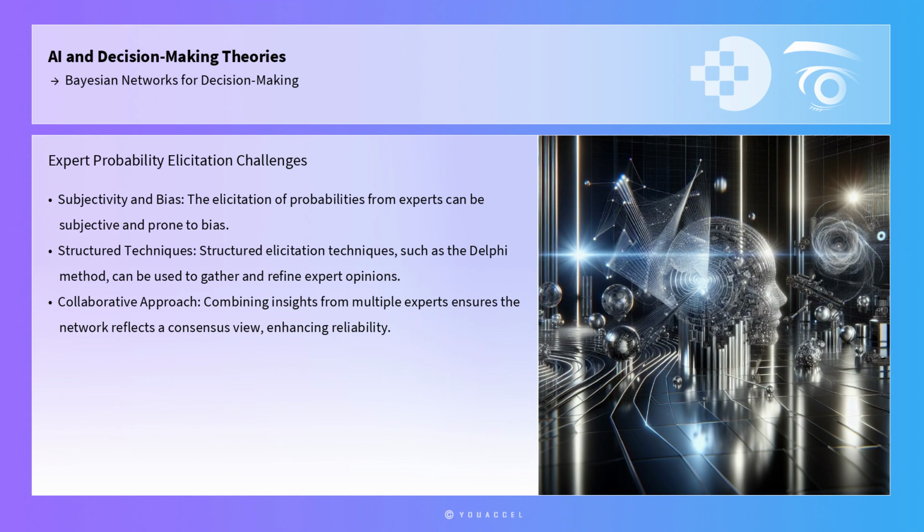Another challenge is the elicitation of probabilities from experts, which can be subjective and prone to bias. To mitigate this, structured elicitation techniques, such as the Delphi method, can be used to gather and refine expert opinions. By combining insights from multiple experts and iteratively refining their judgments, professionals can develop more robust probability estimates for their BNs. This collaborative approach ensures that the network reflects a consensus view, enhancing its reliability and credibility in decision-making contexts.